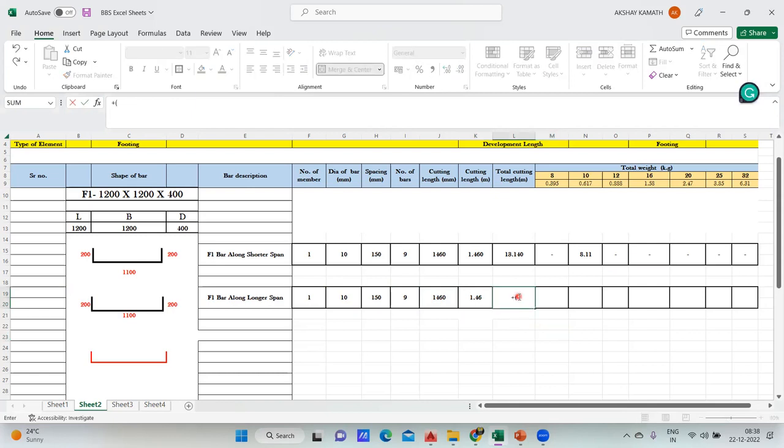Now coming to the total cutting length. This also remains same. That is cutting length of one bar multiply by number of bar multiply by number of members. Close the bracket. Finish. 13.140. This you can increase the number. So again, it's a 10 diameter bar, no? So come here, plus open bracket, total cutting length of 1 bar. You multiply this, total cutting length multiply by the unit weight of 10 die, which is 0.617, and close the bracket, hit the enter button. So you got 8.11. Okay, finish.